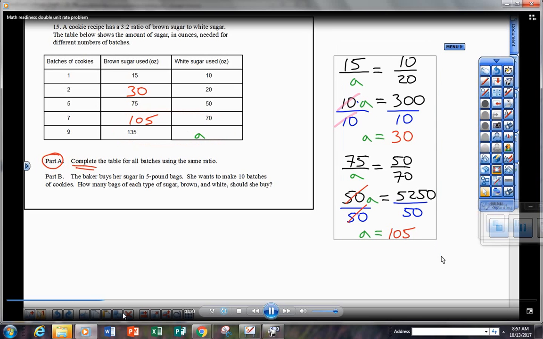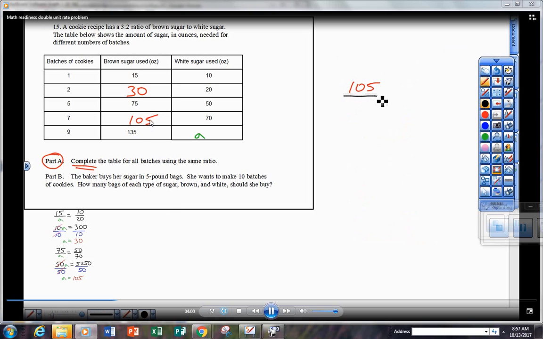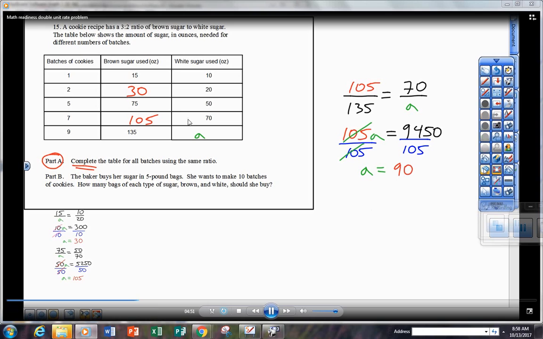And then I will crisscross multiply here. So I'm going to shrink that down a little bit. So again, 105 over 35 equal to 70 over a. So I'm going to crisscross multiply there. 105 times a, I'm always going to write the variable on my left side here. So that's going to give me 105 times a equal to, and then on my calculator, 135 times 70, which gives me 9,450 divided by 105. Gives me the last term for that table, which is 90. So that goes right here. So that is part A, using equal ratio fractions, the crisscross and then divide to fill in the table.